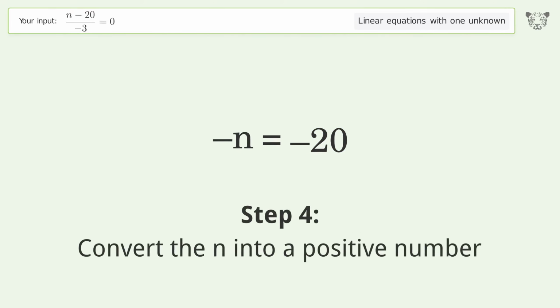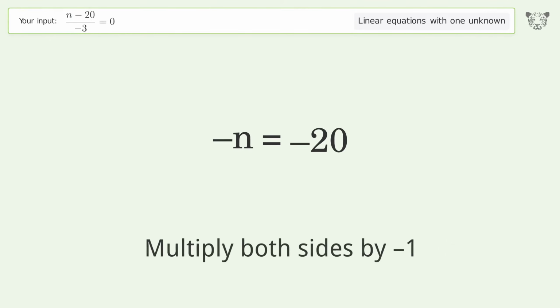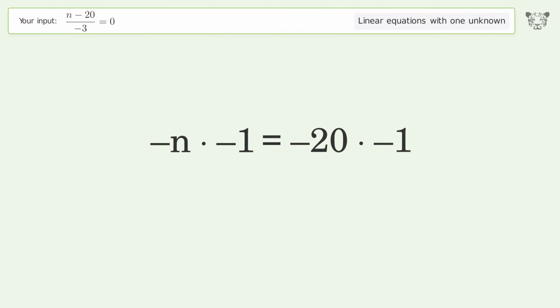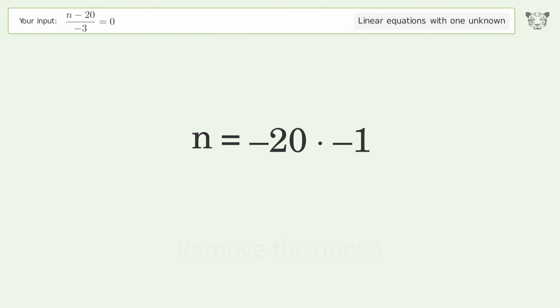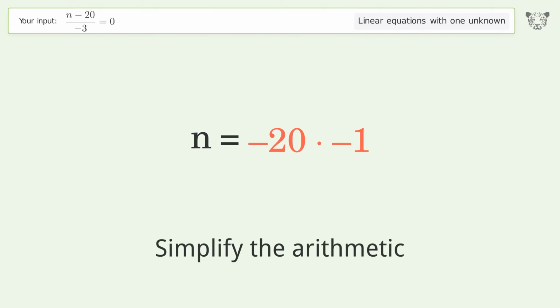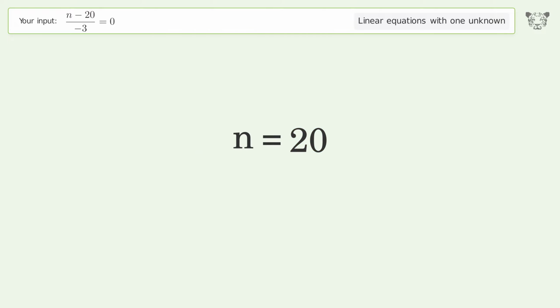Convert the n into a positive number. Multiply both sides by -1. Remove the ones. Simplify the arithmetic. And so the final result is n=20.